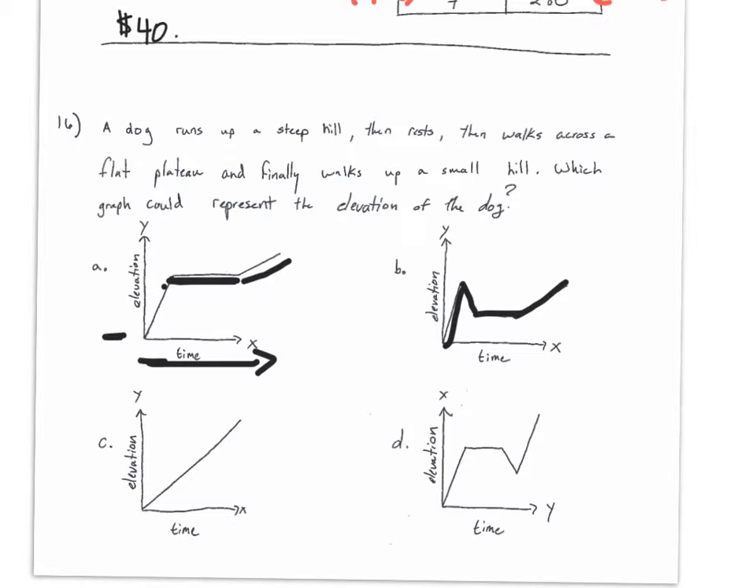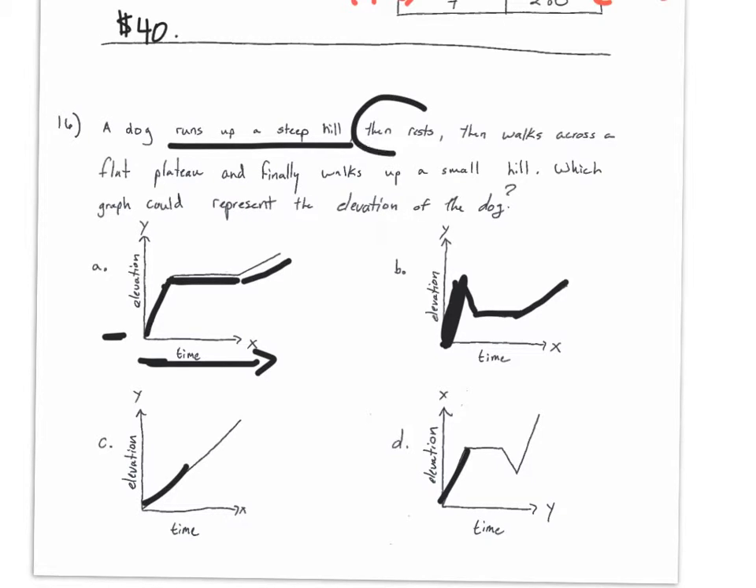So if I look at what they're telling me, it says in the question, a dog runs up a steep hill. So that tells me that the elevation needs to increase at the very beginning. So if I look at A, it does increase in the very beginning, so that works. And in B, it also increases in the very beginning. And in C, it increases, and in D, it increases. So far, it could be any of them.